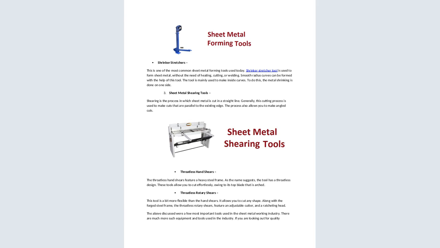Another one is the sheet metal shearing tools. Shearing is just the process of cutting or removing some part, or cutting some straight lines on the metal. So shearing is the process in which the sheet metal is cut in a straight line. Generally, this cutting process is used to make cuts that are parallel to the existing edges. The process also allows you to make angle cuts. We will also see how the processes take place.